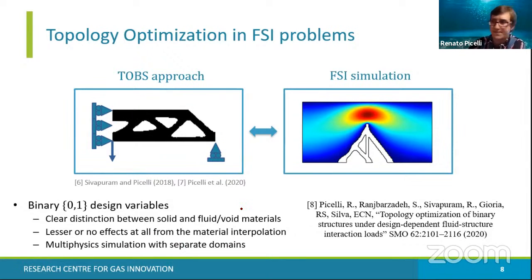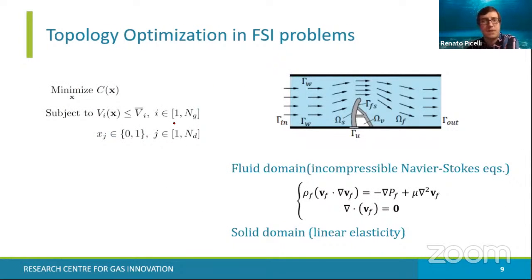So the problem we are looking at today is to minimize compliance subject to single or multiple volume constraints and binary variables. A fluid flows in a channel around the structure, interacting with it, loading the structure, and the structure deforms. The fluid flow is governed by the incompressible Navier-Stokes equations. We are looking at low Reynolds number, and so far we are using linear elasticity.